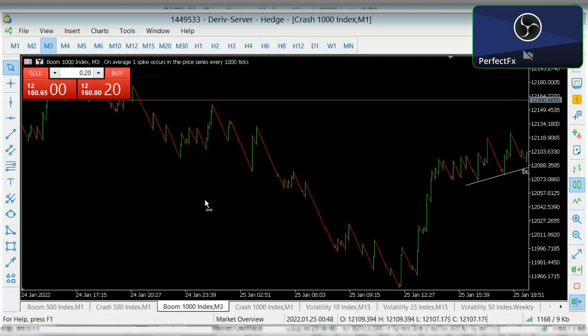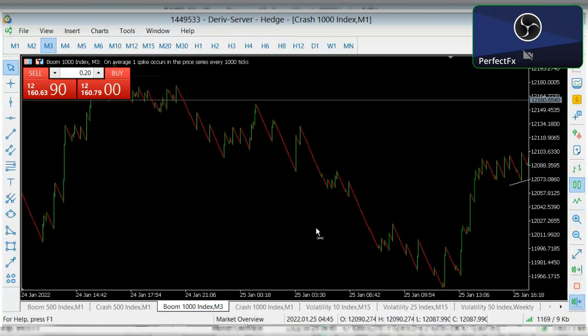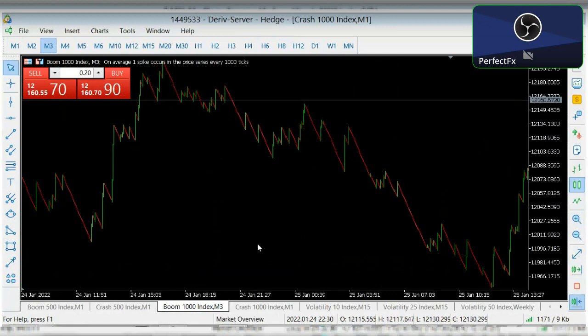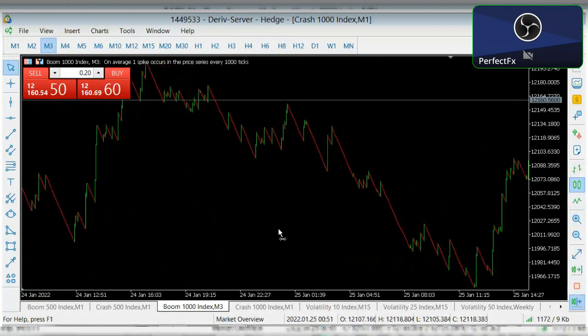Can you look at this point? Let me quickly see if there's an entry at this point for a sell. For a sell, quickly, can you look at this point?